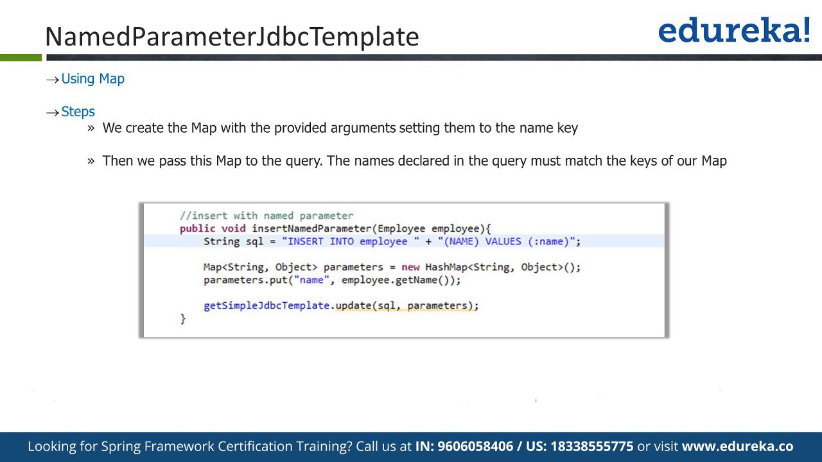The names declared in the query must match the keys of our map. So for example, you are using a map and you are setting key and value, and the key is, let's say, name, age, or something. So name and age, the keys should exactly match your column names, otherwise it will give you an error. Using this, you can simply create a map of attributes for update or maybe for insert, and then you can further pass it and use it in your application.